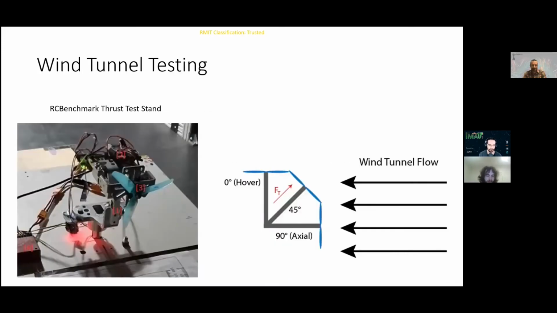Now, the testing setup is quite simple. We have an off-the-shelf RC benchmark thrust test stand, which is able to measure both the thrust force and the mechanical torque generated by the motor. So we can test these propeller parameters independent of motor, speed controller, power supply, etc.